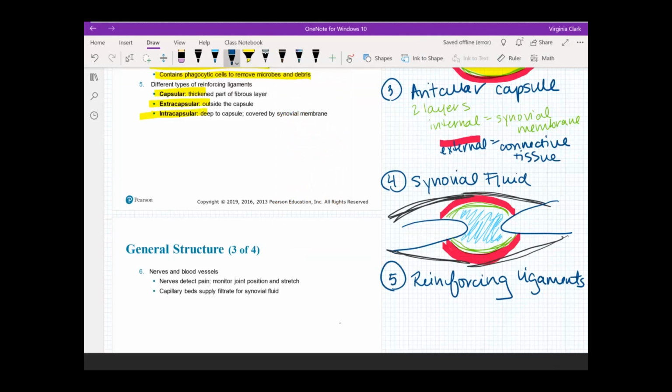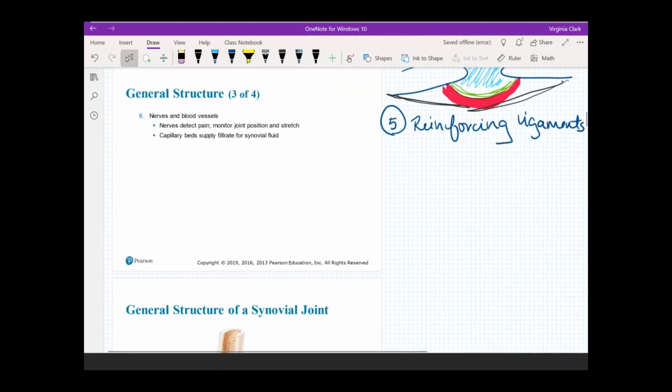And then the last general characteristic of a synovial joint is that every single joint will have nerve and blood supply. All of them will be able to detect pain because there's a nerve, and everything will have access to adequate blood supply. This is really important for our bodies to be able to monitor our position and our stretch, but also to keep the tissues healthy, give them all the nutrients, take away all the waste, and make sure that it is a thriving, living tissue.